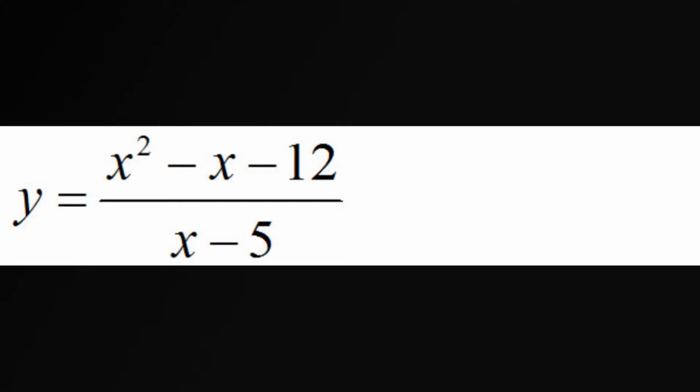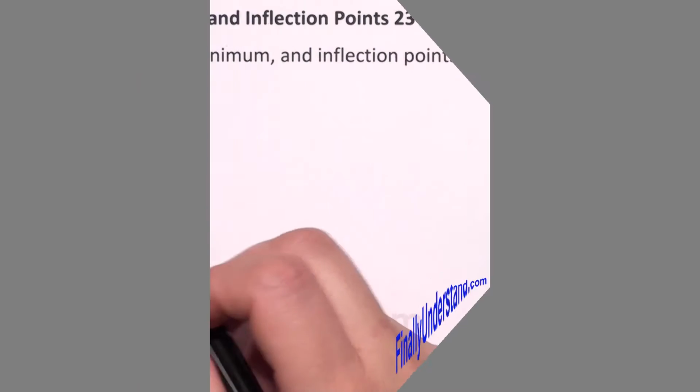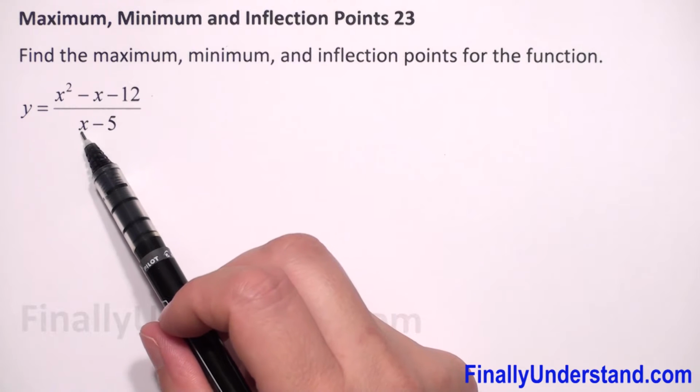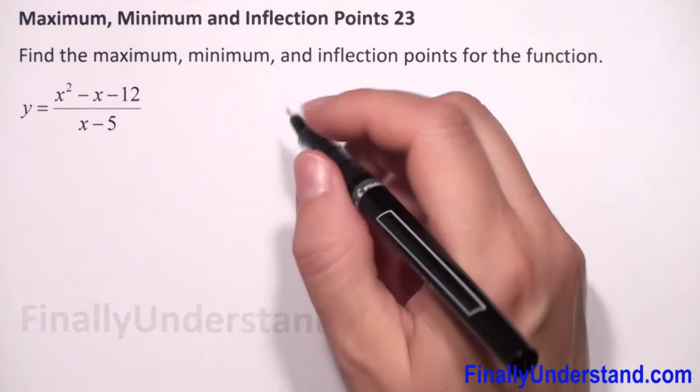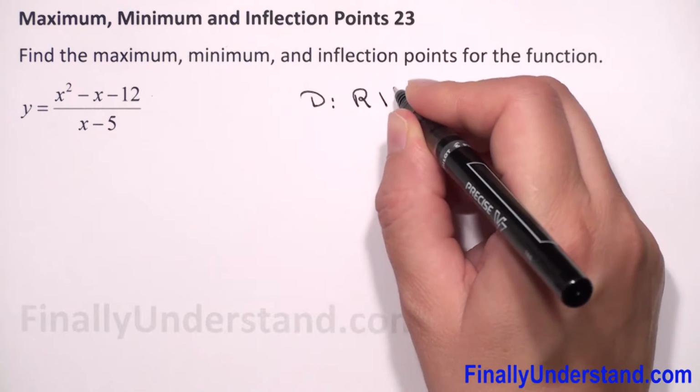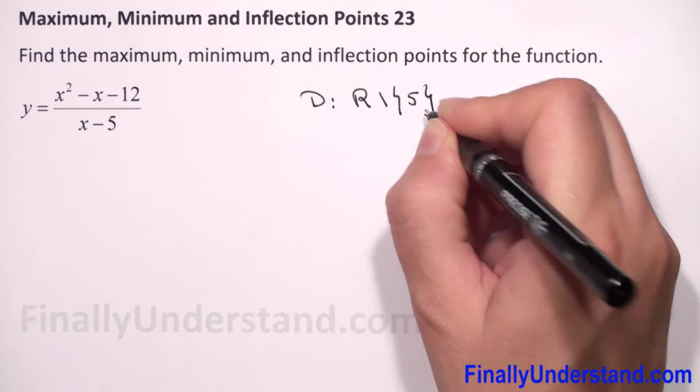We have a given function. First, we need to find the domain of our function. We have division, which means we have to check our denominator. The denominator will be 0 for x equals 5. So our domain will be all real numbers excluding 5.